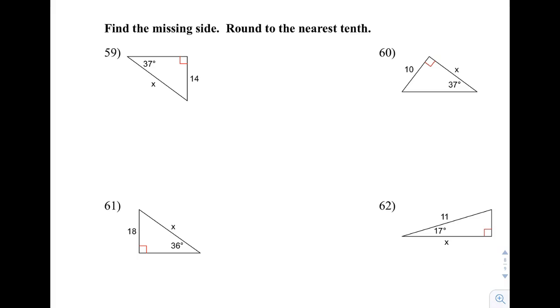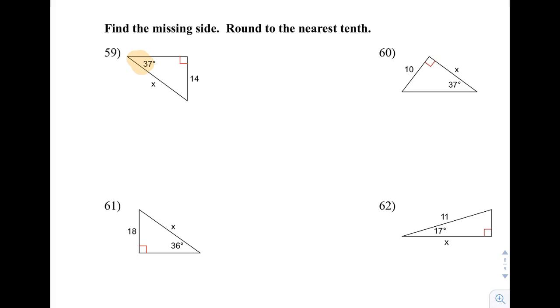It says find the missing side, round to the nearest 10th. So now once we get our answer for x, we're just going to go like 0.1 or 0.7 or something like that, 1 decimal place. I always start by highlighting my angle that I'm given. In this case, the angle I'm given besides the right angle is 37 degrees.